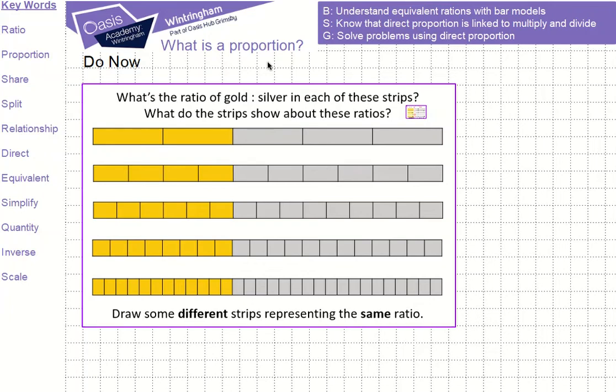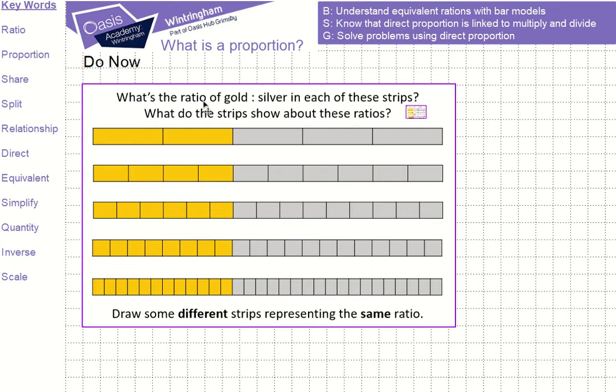Hello! In this video we're going to learn about proportion. We're going to understand equivalent ratios with bar models, know that direct proportion is linked to multiplying and dividing, and solve problems using direct proportion.